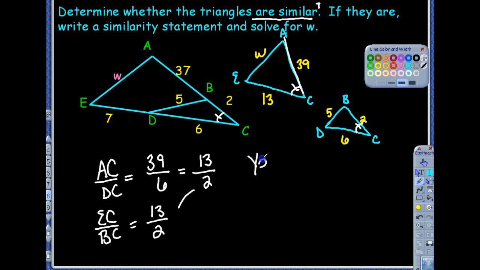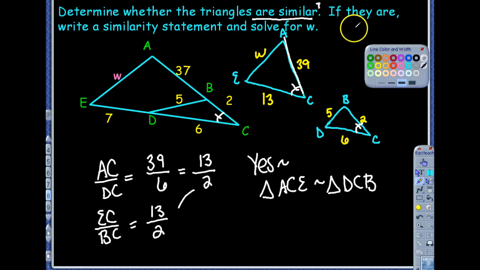It says if they are, give the similarity statement. So triangle, what do you want to name the first one? Let's call it ACE. And I'm going to call the second one DCB. Again, watch how you name them. Watch the order that you name them. We started going towards angle C, through the larger side and then the smaller side, so we're going to do the same thing here.